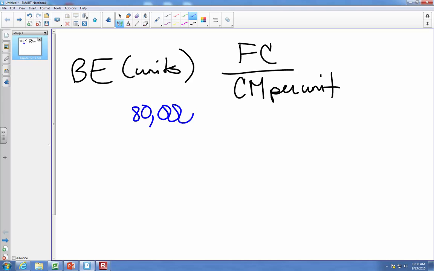Now, realistically, am I going to hand you this number or are you going to have to calculate it? I've got to give you the fixed cost. What you're going to have to calculate is this one. So help me out, Hannah. How do I get contribution margin per unit? What minus what?